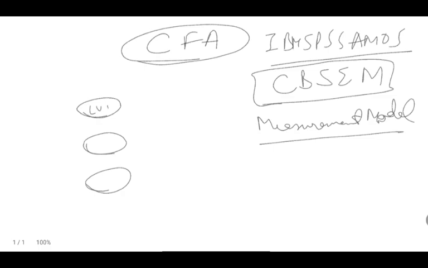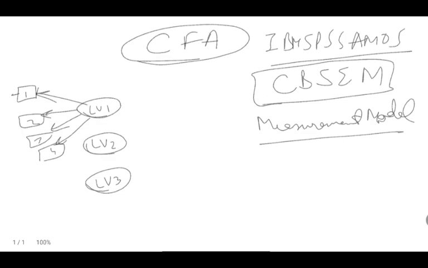Imagine these are your latent variables, unobserved variables known as latent variables. Three latent variables are there. Each latent variable has certain indicators which are observed variables. So say this is 1, this is 2, this is 3, and this is 4, depicted by rectangles, and each of them has an error term attached to it. This is the unexplained variance, or the measurement error. We call it measurement error or unexplained variance.